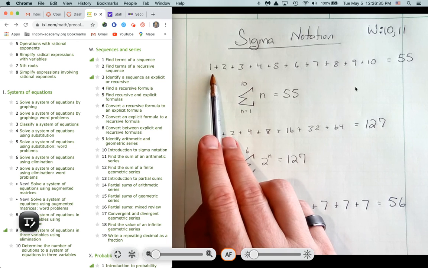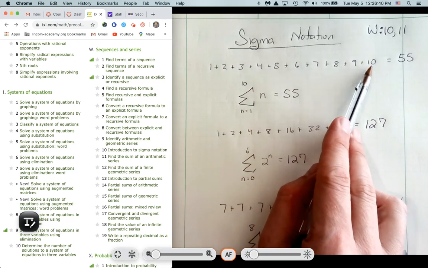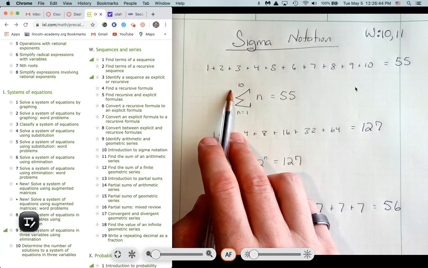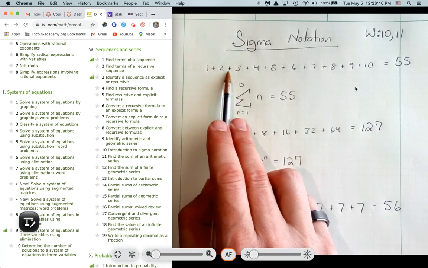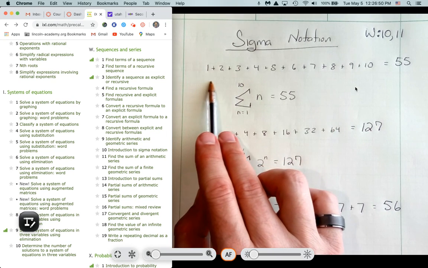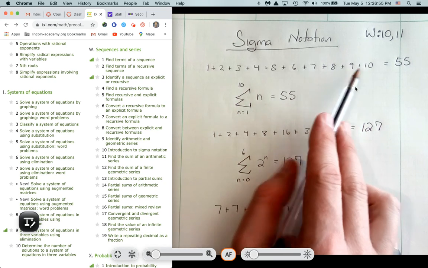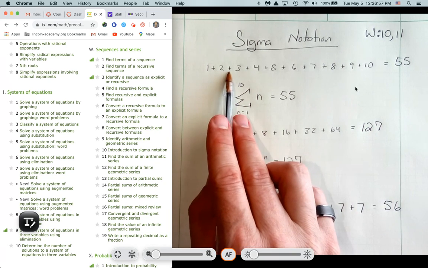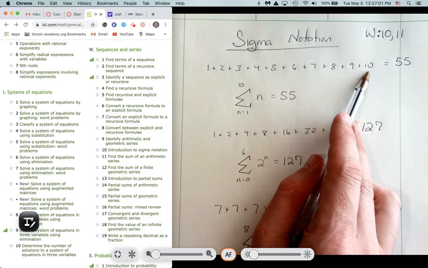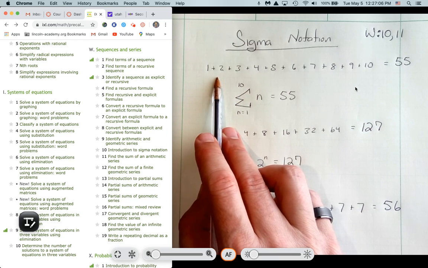A sequence of numbers would just be the numbers 1, 2, 3, 4, 5, 6, 7, 8, 9, 10. That's a sequence of numbers. A series is when you add those numbers together. So these are series. It's called a finite series because we stop. So a series is a list of numbers that we're adding together. A finite series means it's just a set number of numbers. We will talk about infinite series in a little bit.